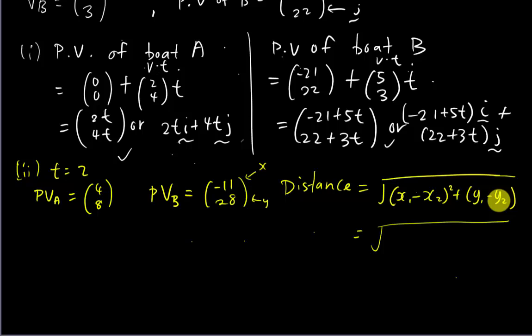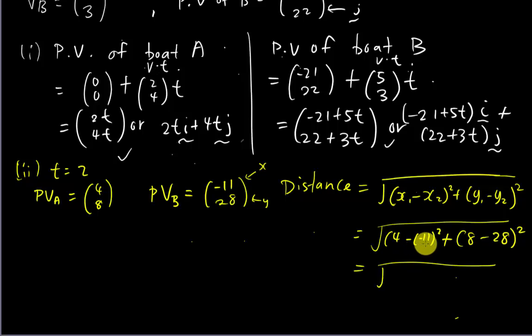So in order to get the distance, I use x minus x. So it will be 4 minus negative 11 squared plus y minus y, so it will be 8 minus 28 squared. Now I've got a square here. This is just a formula. Alright, so then you can easily get this one.